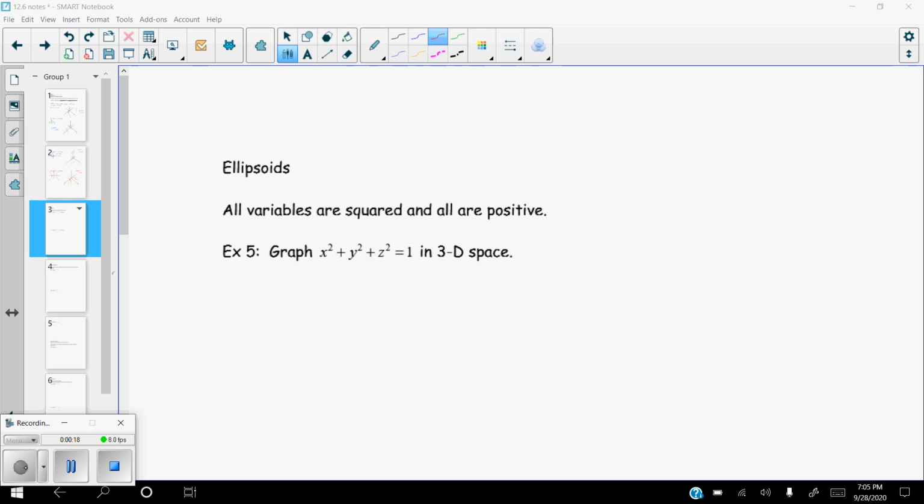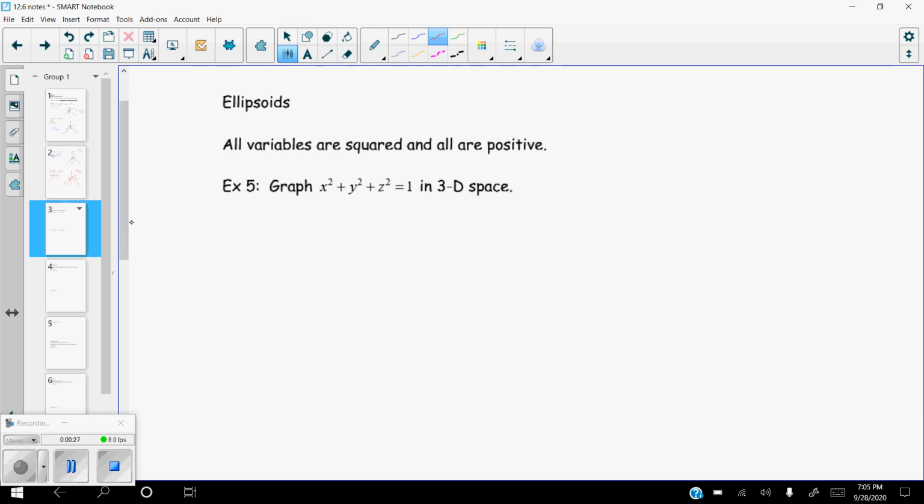The next one is what's called the ellipsoid. And if you look at the root word there, you know it has something to do with an ellipse. So let's take a look at some of the criteria here for an ellipsoid. The criteria is that all variables are squared and all are positive. As you can see, you have x squared, y squared, and z squared. They're all positive variables, no negatives out in front, equals 1.